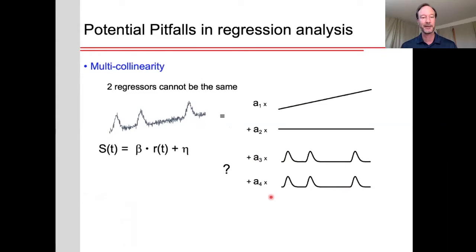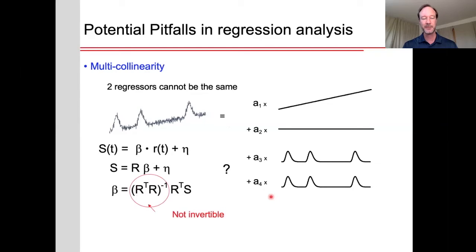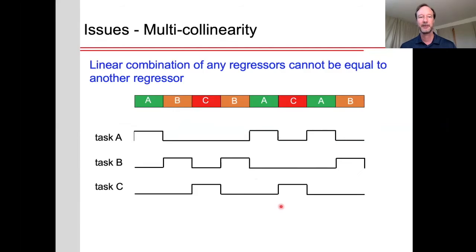Mathematically, what's going on is that we're modeling this signal as this beta weight times our regressor of interest plus noise, or in vector format, S is R beta plus this noise. And we estimate this beta using this particular formula here. And this particular matrix is not invertible if there are two vectors that are the same. In addition, the linear combination of any regressors cannot be equal to another regressor.